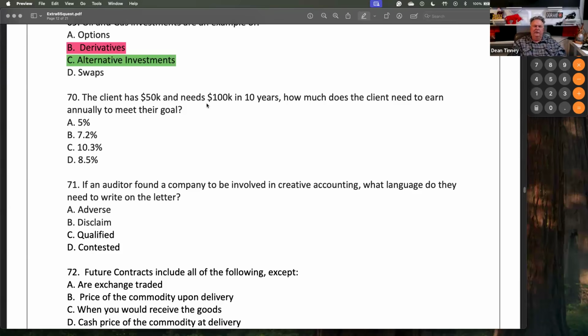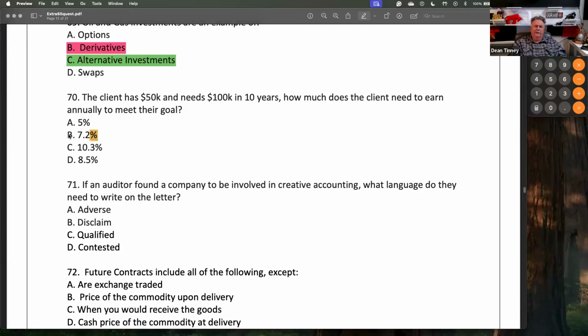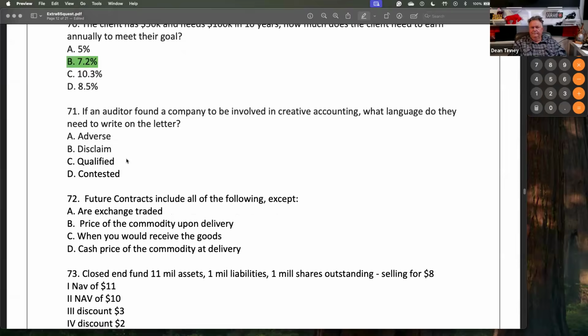All right, 50, 110 years. So again, we should recognize the symmetry. 50,000 is the present value, 100,000 is the future value. 10 years, so we need to double our money in 10 years. The rule of 72 says we take 72 and divide by the number of years or divide by the return, and it tells us how long to double money.